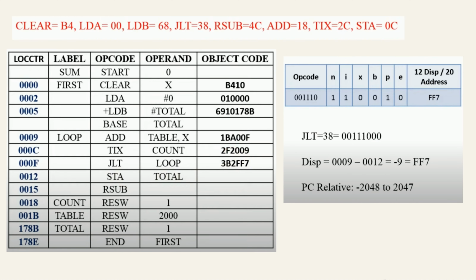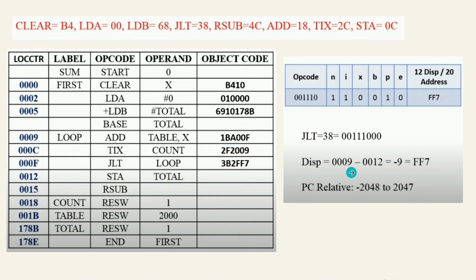Next, JLT loop. JLT loop is the next statement. This is also a format 3 instruction. And what is the opcode value for JLT? The opcode value for JLT is 38. So 38, how is it represented? 0 0 1 1 1 0 0 0.